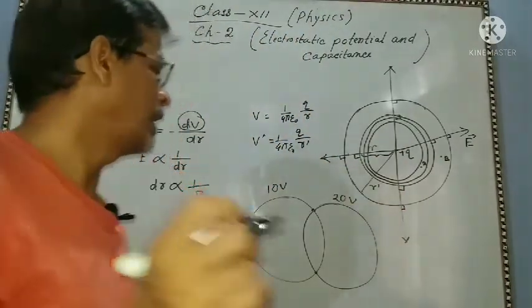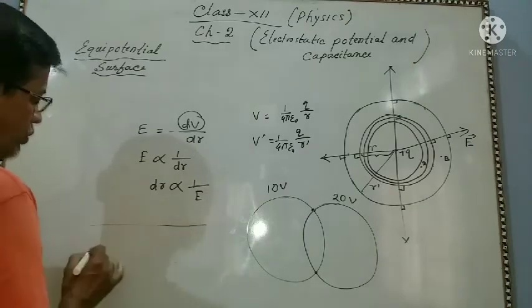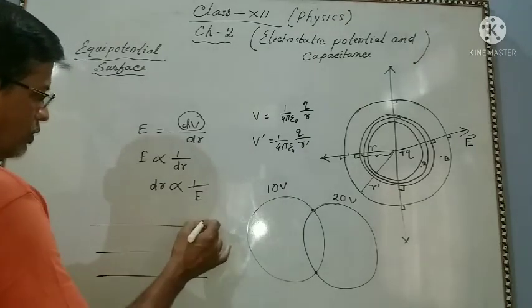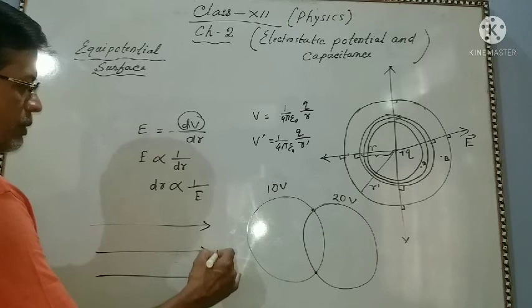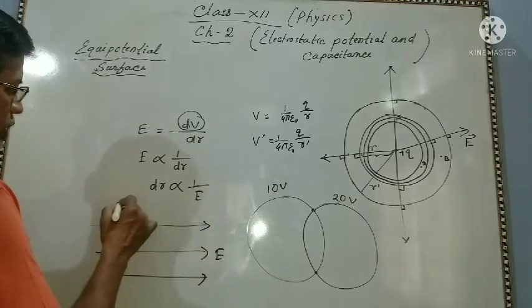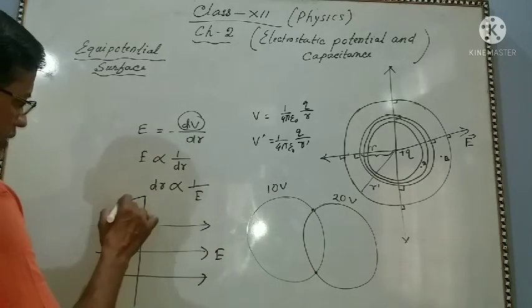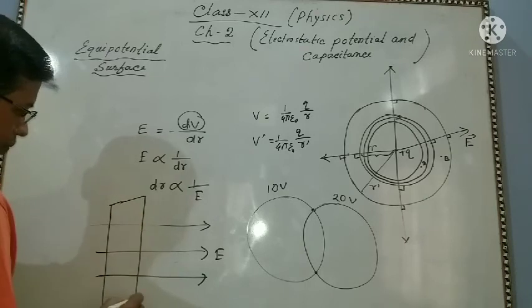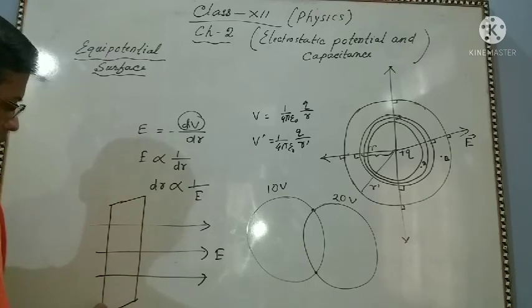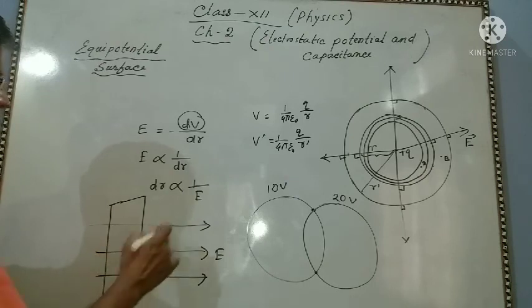And there are also some other equipotential surfaces. We will draw this like this. Suppose the electric field is uniform like this. These are the electric field lines. In this case, the equipotential surface will be like this. This is the equipotential surface.